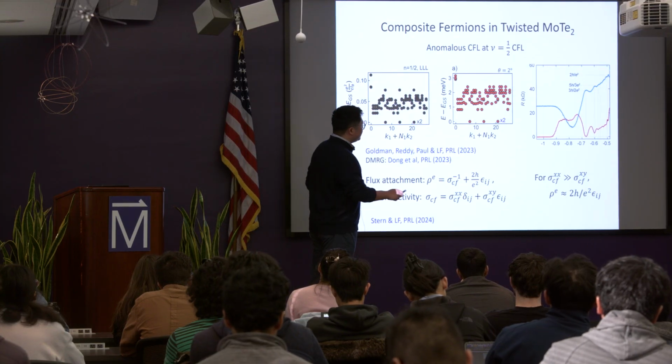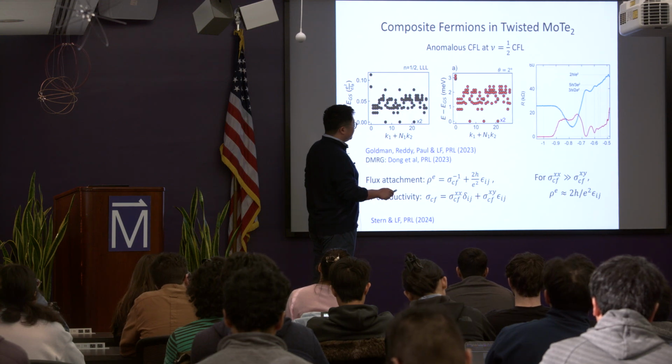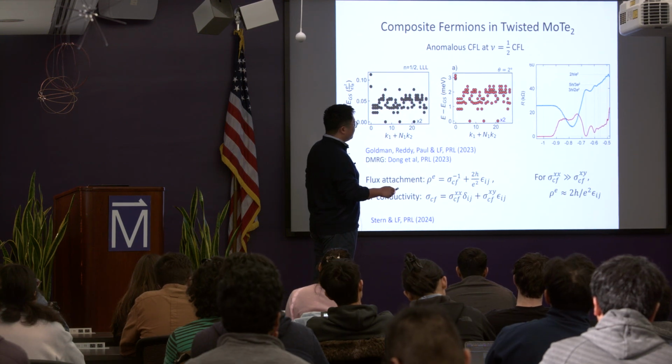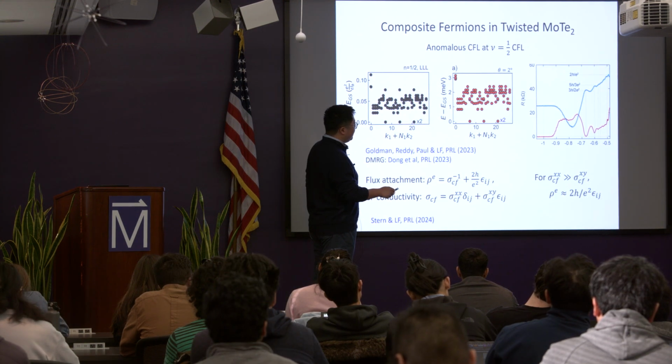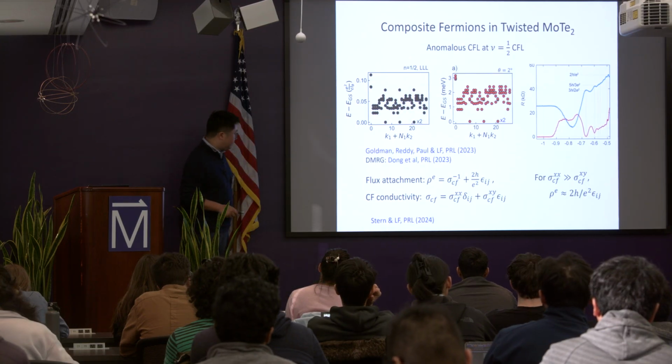And this explains the transport observation that even though this Rxy away from these plateaus can have all kinds of interesting behavior, near 1/2, its value is still close to 2h over e squared.